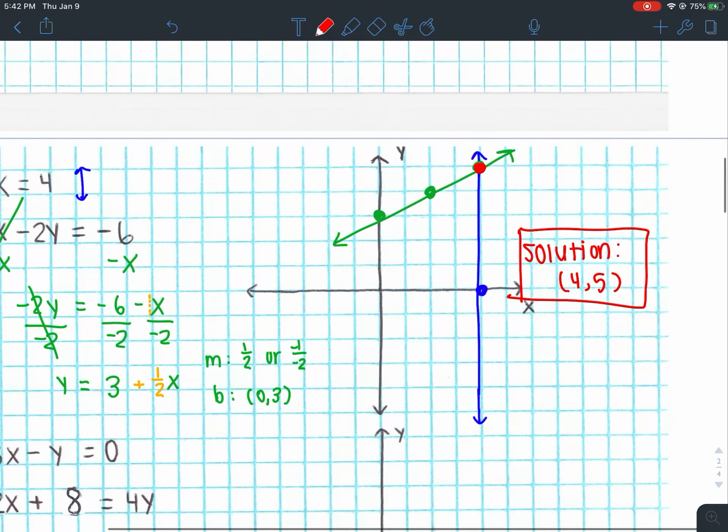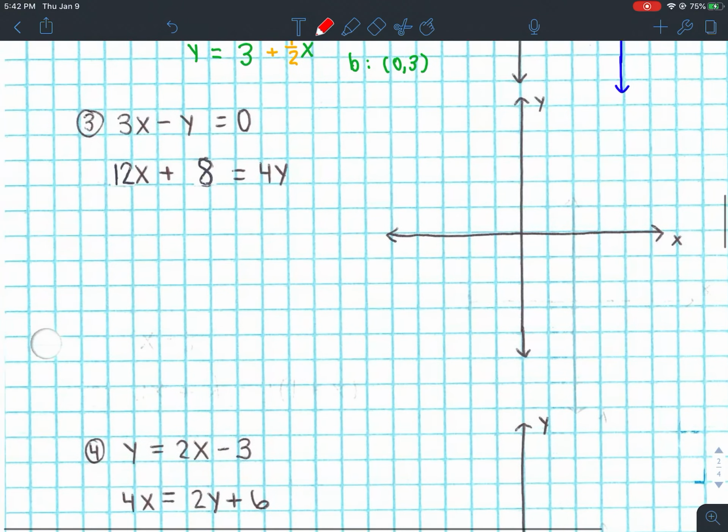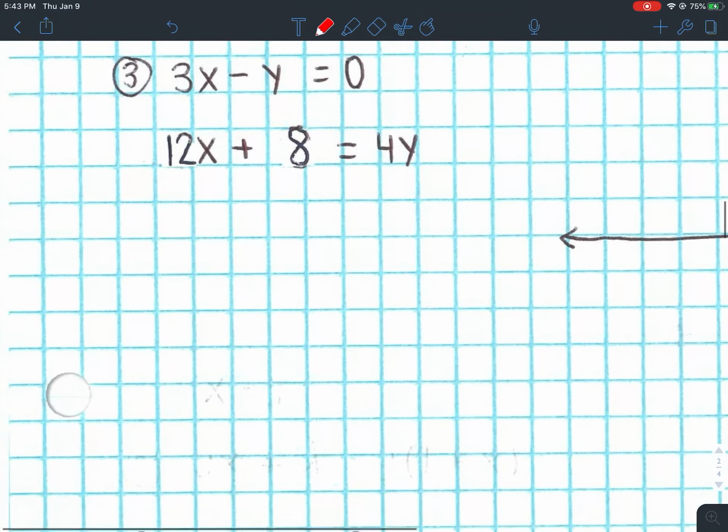All right, moving on. Number 3, we have 3x minus y equals 0 and 12x plus 8 equals 4y. Now, in both of these equations, y is not by itself.